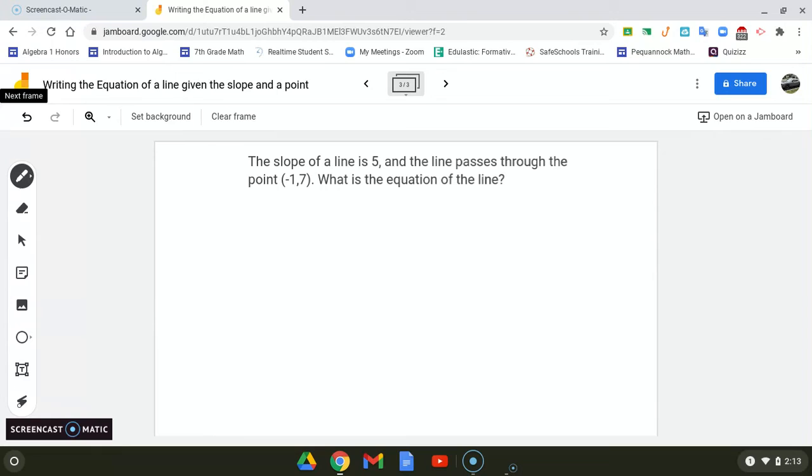This time we have the slope of the line is 5, and the line passes through the point (-1, 7). What's the equation of the line? So again, just like we did before, we have y is equal to mx plus b. We know the slope, we know the x, we know the y. So let's substitute them in. y is 7. The slope is 5. The x value is -1.